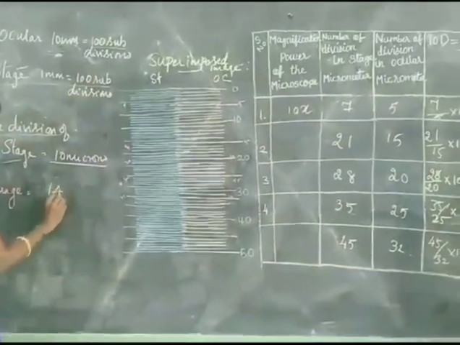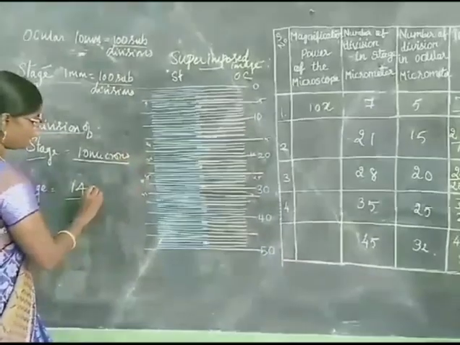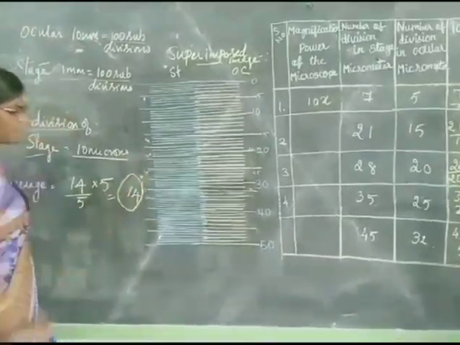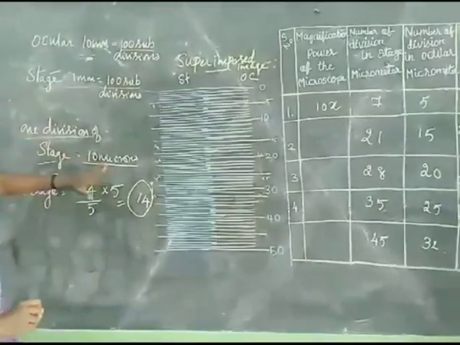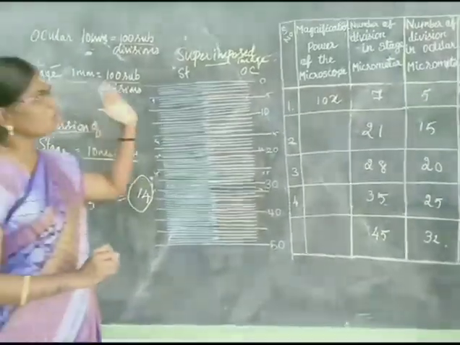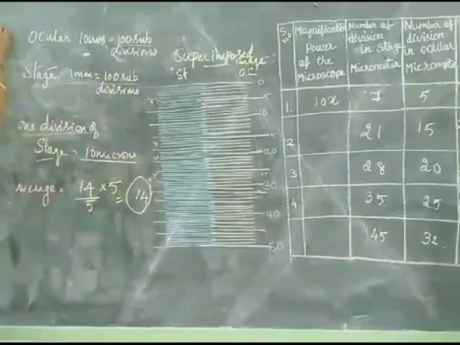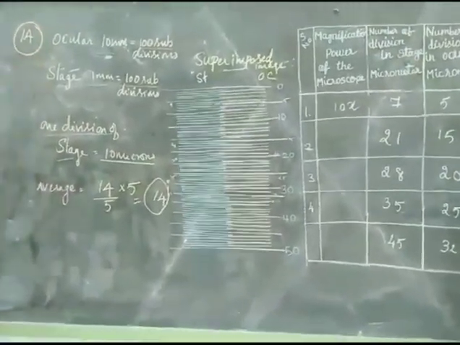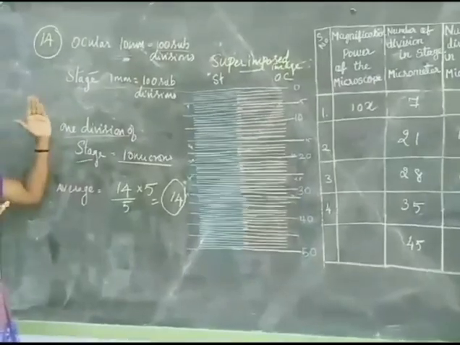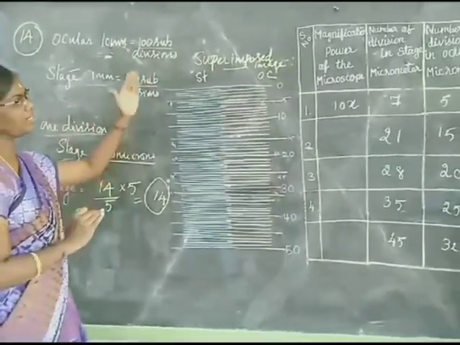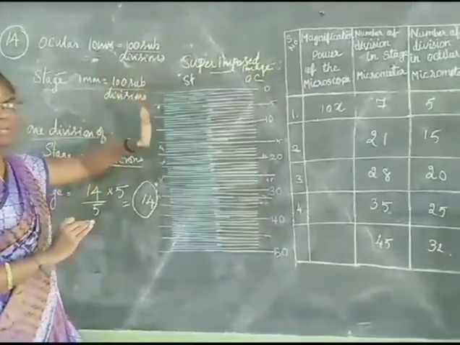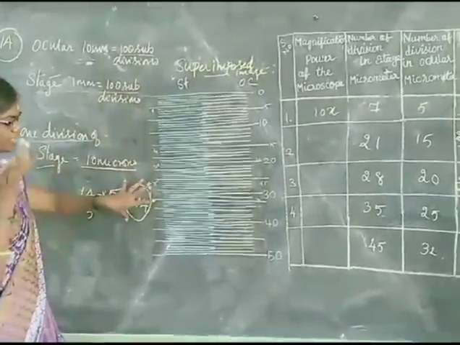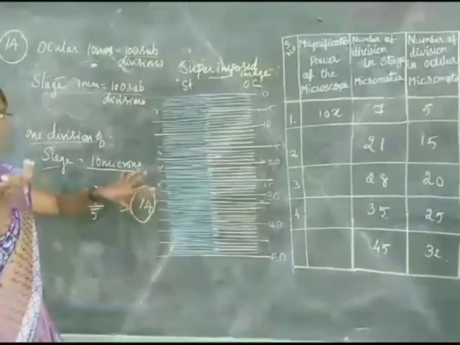So 14 into 5 divided by 5. So again we will get 14 as the final value. So the calibration value of your ocular is 14. So keep this 14 as standard. This 14 is the calibration value of the ocular and stage, which is calculated using the formula of superimposing. So after superimposing, you estimated the calibration value as 14.